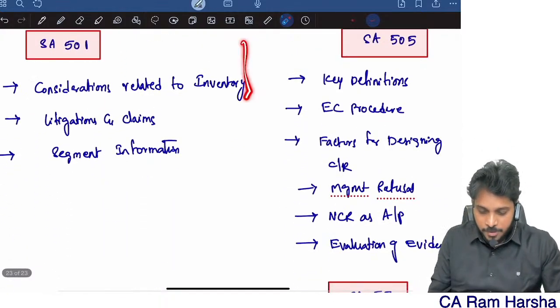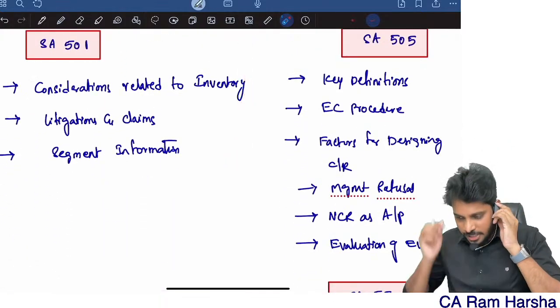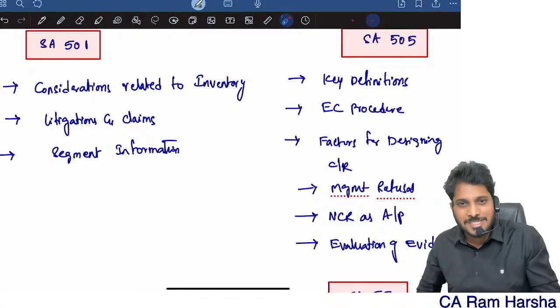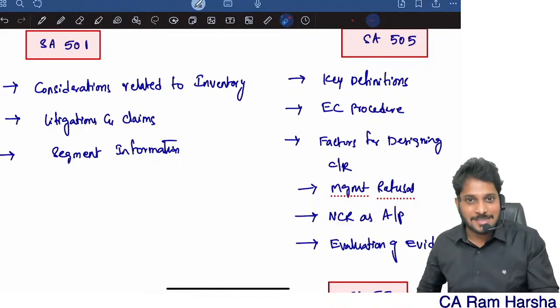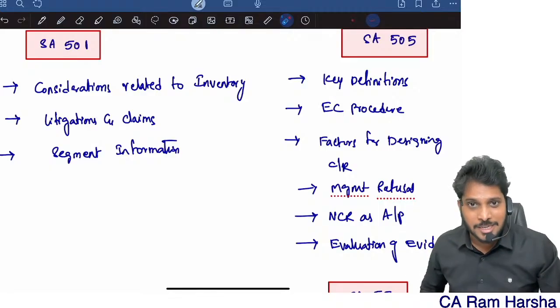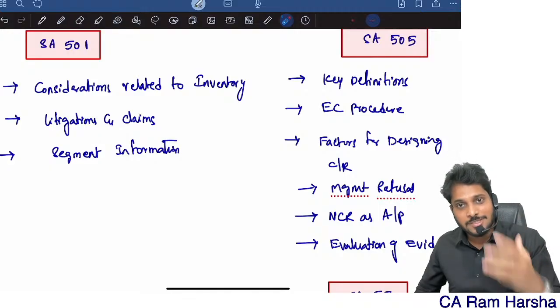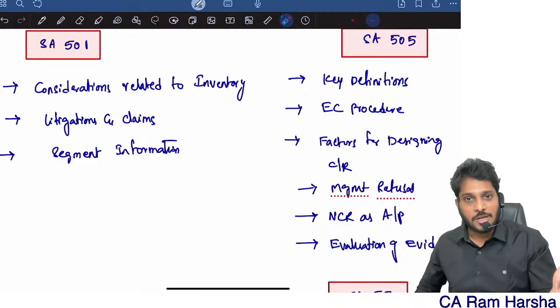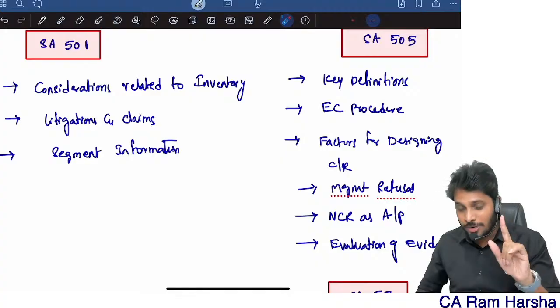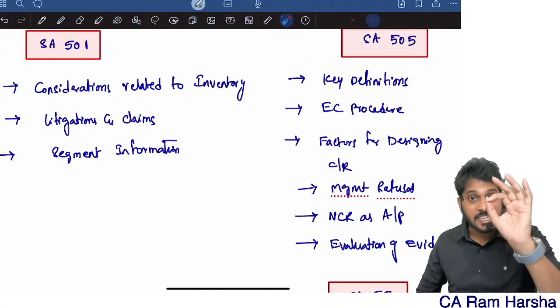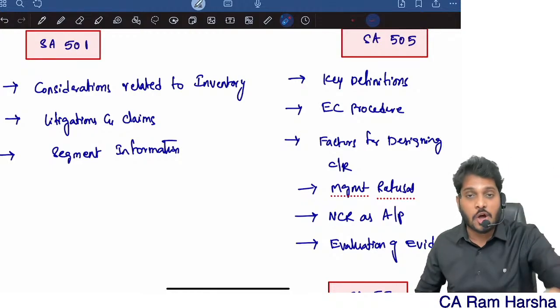Now, first one, 501. Many students, when they see 501, 505, think there is nothing in them, that they are simple standards. But when they see the question in the examination, they think, where is it coming from? That's how students are generally shocked to see the kind of questions. So don't take these standards as the simplest standards. They are all very complex standards, and let's decode that. Let's revise each and every complex part of it.